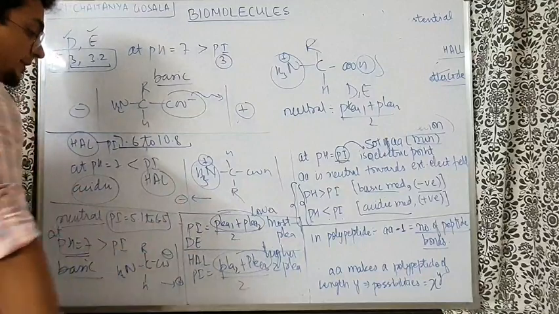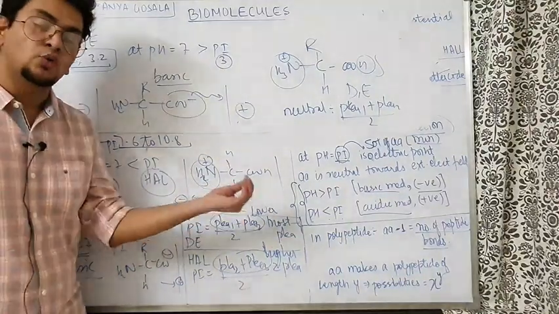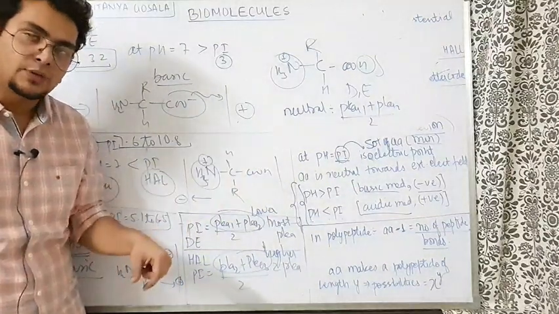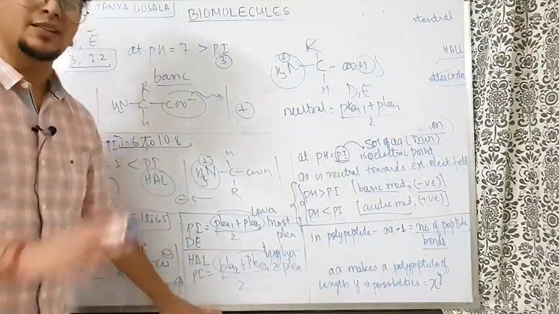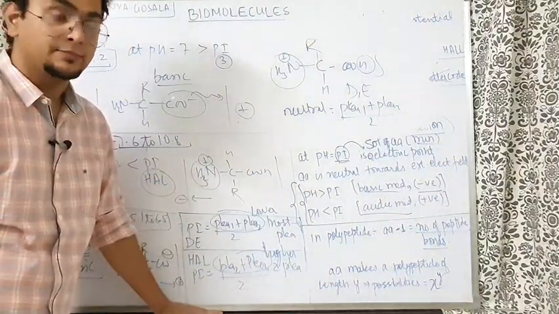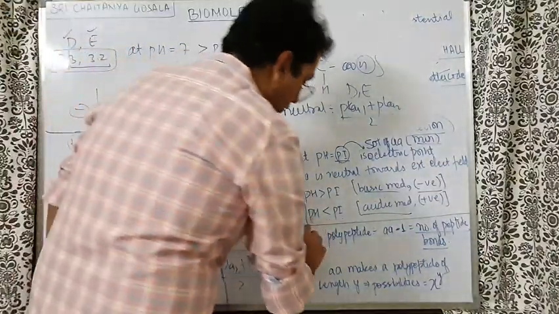That means for acidic amino acid, I will take the bottommost 2 pKa values. For the basic amino acid, I will take the top 2 pKa values average. And for neutral amino acid, there is no confusion. There are only 2 pKa and you take their average for the isoelectric point. Going ahead. Next question they ask you.